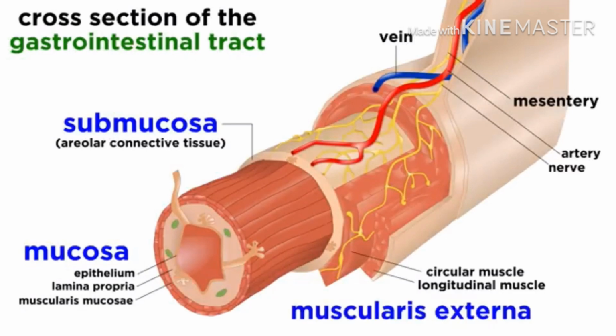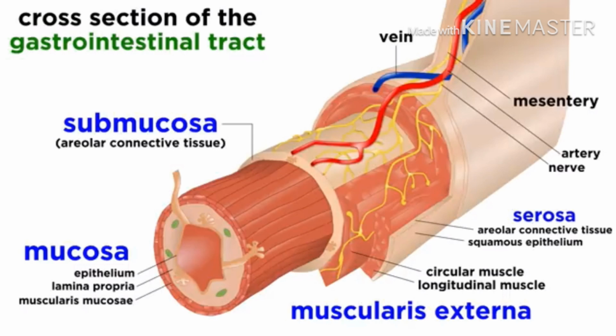Surrounding this layer is the muscularis externa, which performs segmentations and peristalsis, which help move the food along the tract as we discussed earlier. It is made of an inner circular layer and an outer longitudinal muscle. Lastly, we find the serosa. This is areolar connective tissue covered by a single layer of squamous epithelial cells that form a mesothelium.